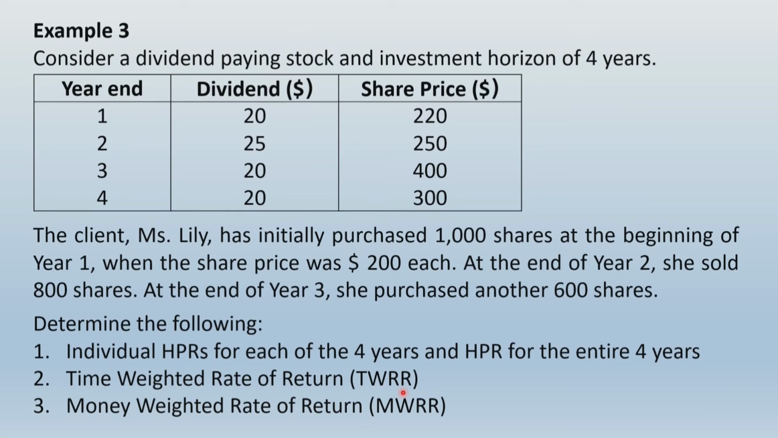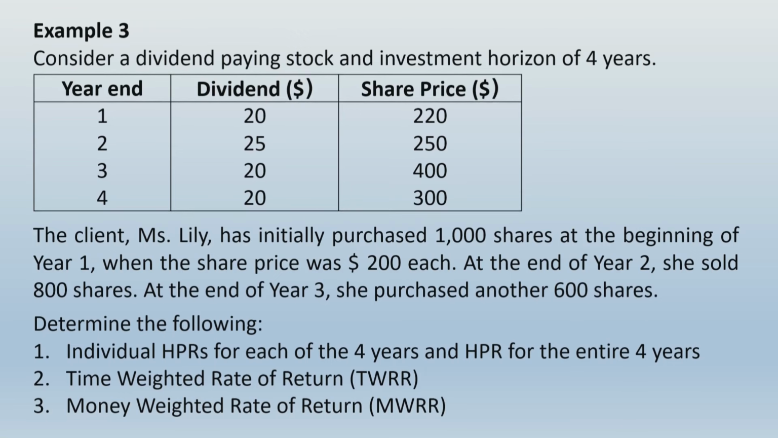I have given you a hint actually, but anyway, look at this paragraph over here, which is different from that previous example. The client Miss Lily has initially purchased 1000 shares at the beginning of year 1 when the share price was $200 each. At the end of year 2, she sold 800 shares. At the end of year 3, she purchased another 600 shares.